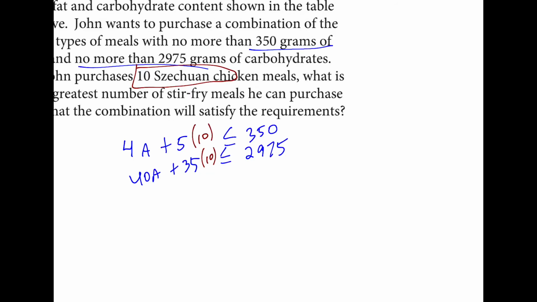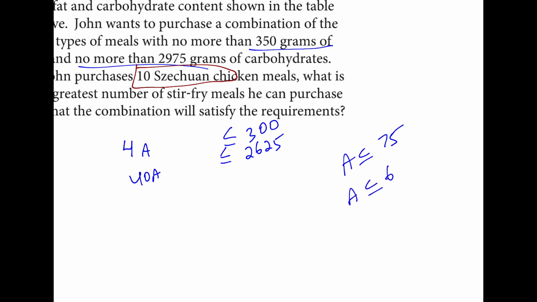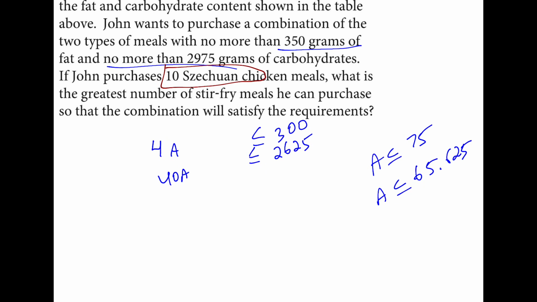So I can plug 10 into both of these inequalities. Then I multiply, and I subtract those numbers to the right. In this top inequality, if I divide by 4, A is going to be less than or equal to 75. For this bottom inequality, if I divide by 40, A is going to be less than or equal to 65.625. So the greatest number of meals you can purchase is 65.